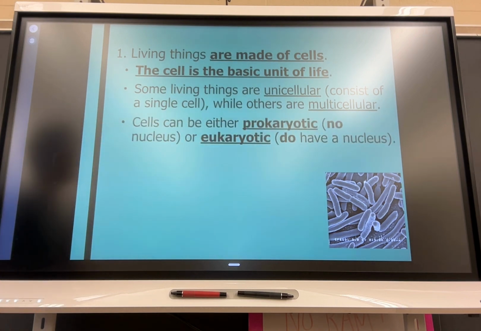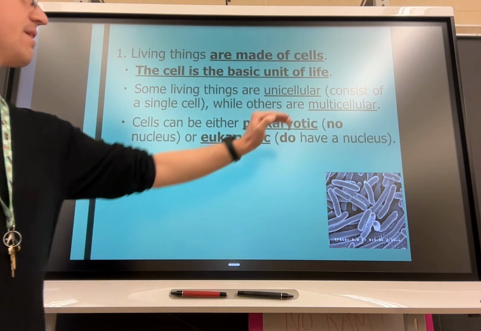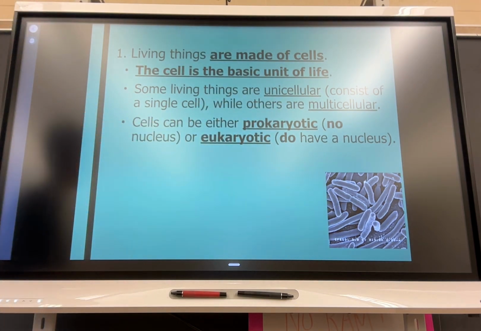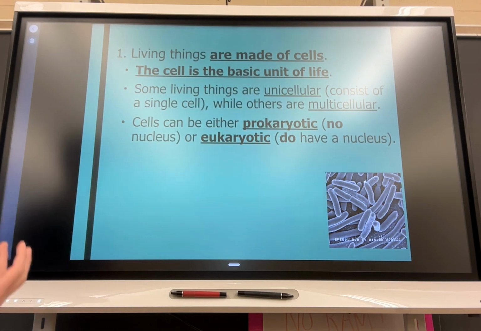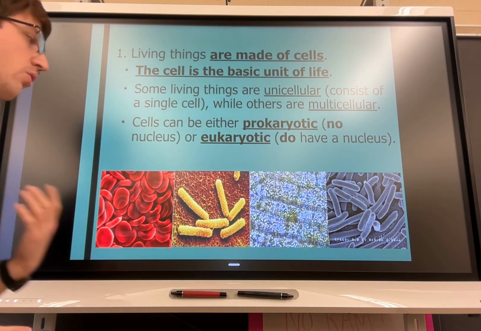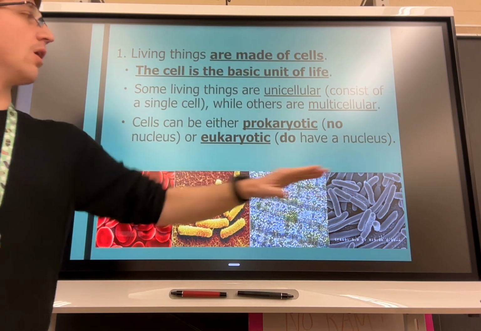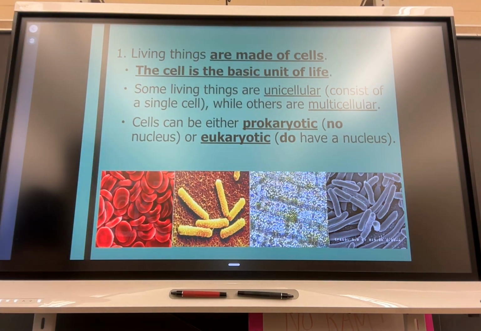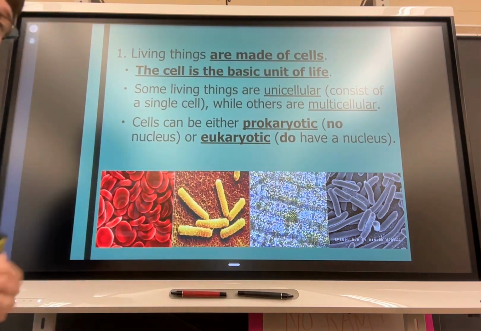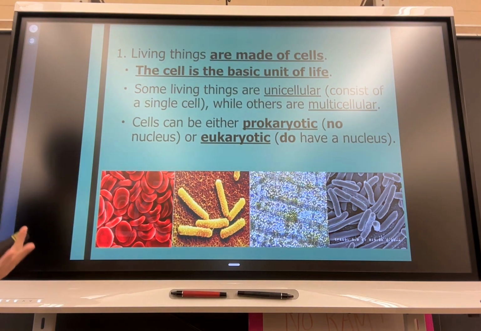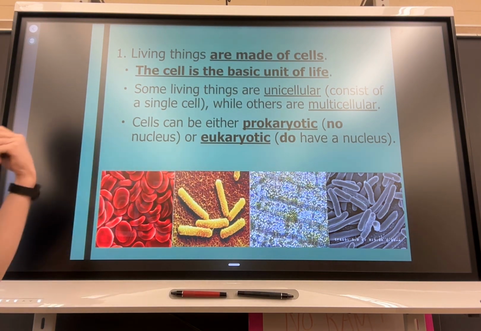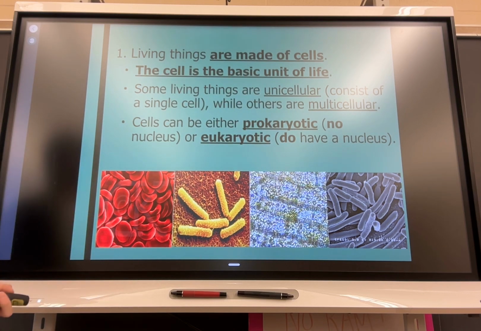And the cells can also be prokaryotic. Prokaryotic means that they have no nucleus. We'll talk about this a little bit later. Or they can be eukaryotic. Eukaryotic means that they do have a nucleus. A couple examples you've probably seen before. So bacteria are unicellular prokaryotes. They have no nucleus. While things like blood cells or plant cells, these are leaf cells in particular, are going to be eukaryotic because they do have a nucleus. So all of these are cells, all of these make up living things.